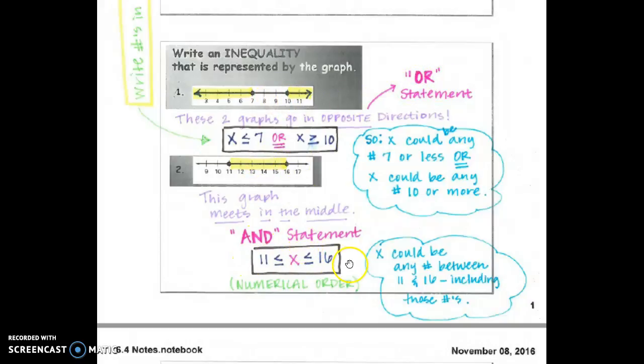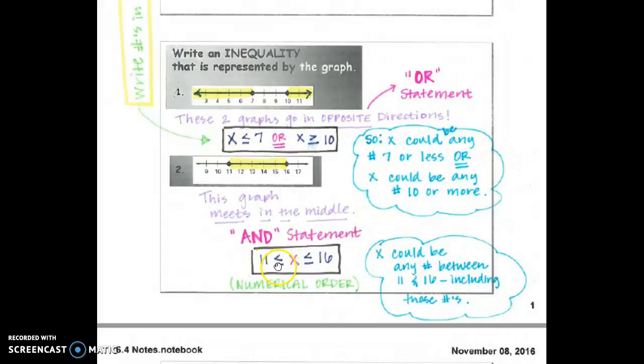You write your and statements kind of similar to how we did domain and range values sometimes, where x has to be something in the middle. Again, it's important to write your values in numerical order. So 11 comes before 16. So 11 is less than or equal to x, which at the same time is less than or equal to 16. The key to this is making sure that you have your numbers written in numerical order.